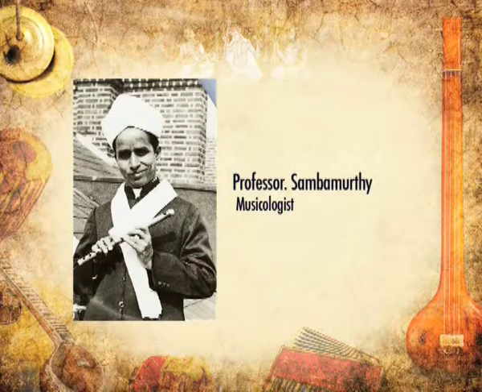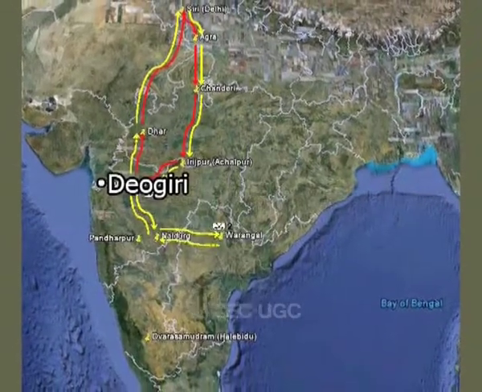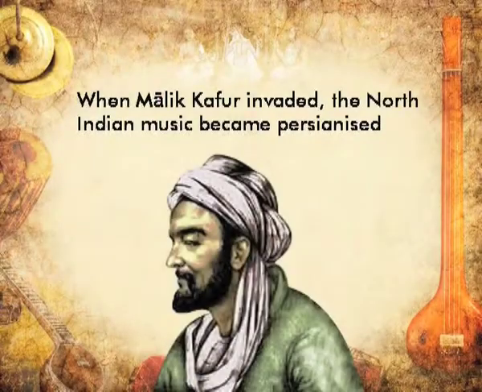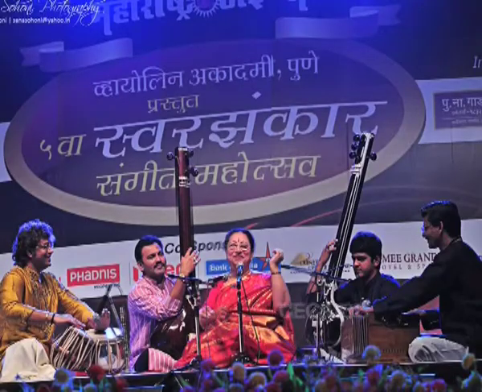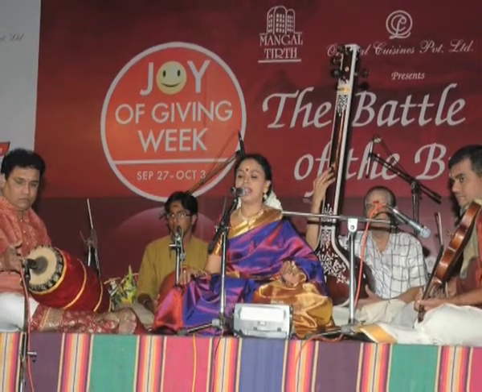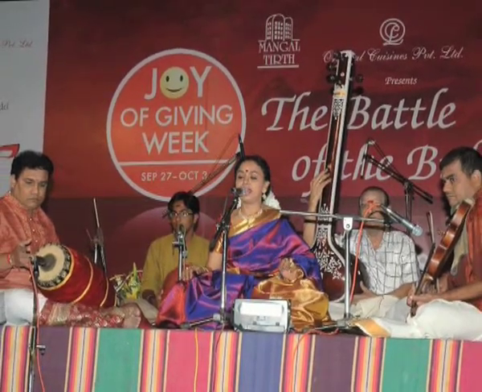recent times. Haripala lived in Devgiri, which was the borderland between North India and South India. At the time of invasion of Malik Kafur in 1294, the North Indian music had almost become Persianized. This was called Hindustani music by Haripala Deva, and the music of South India was called Carnatic music, meaning Southern and Old music.